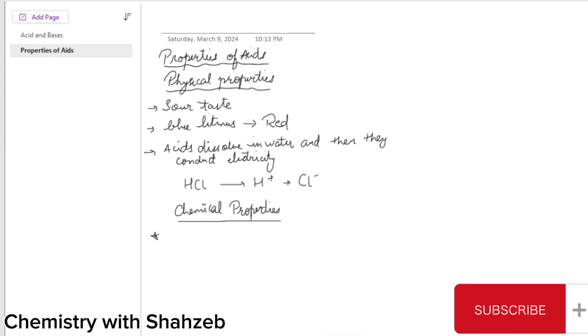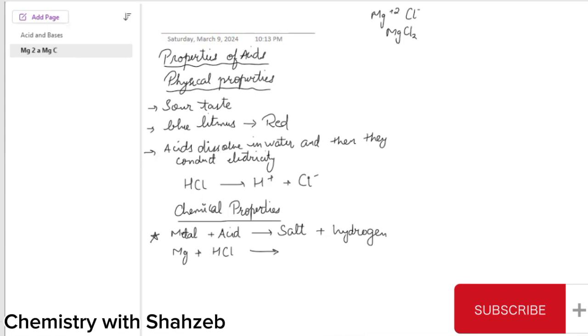The first property is that when a metal reacts with an acid, it forms a salt and hydrogen gas is produced. For example, take magnesium. When it reacts with an acid like HCl, magnesium would displace the hydrogen. Magnesium belongs to group 2, so it has a +2 charge. Cl has a minus charge, so the formula would become MgCl2. In this way the salt MgCl2 is formed, with the release of hydrogen gas.